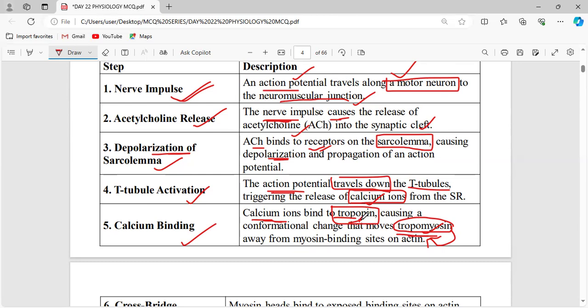Now the myosin binding site on the actin is getting free. Now the myosin is getting bound to the actin. Now this protein is involved in the process of contraction. This is how the muscular contraction is getting triggered.